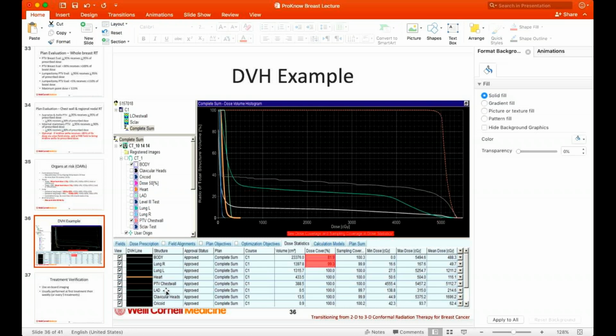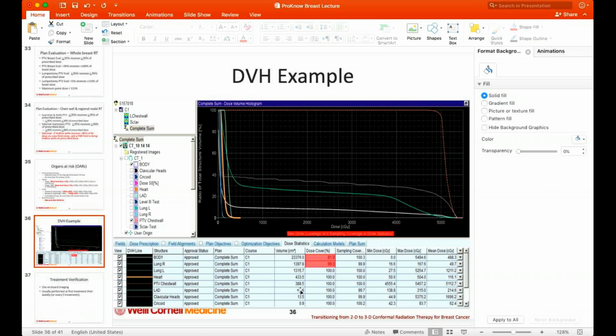And finally, one other thing, the left anterior descending artery, which is in the, let's see, it should be in the light green over here. That should be getting no more than, it should be getting a max dose of 15 gray.